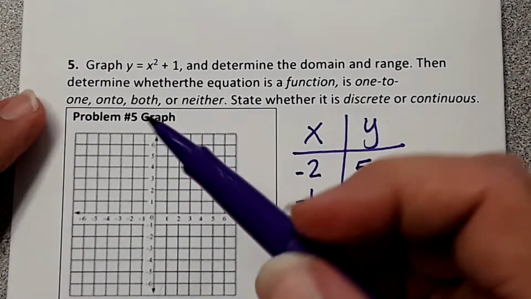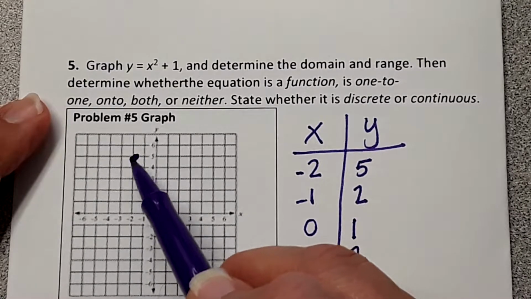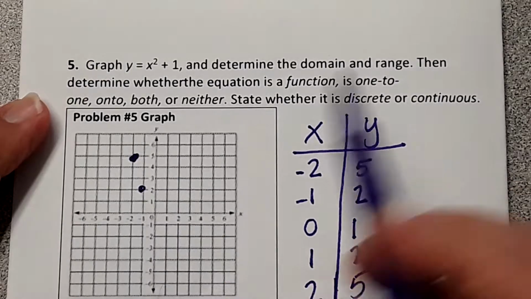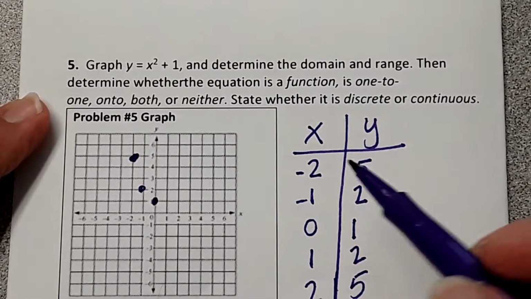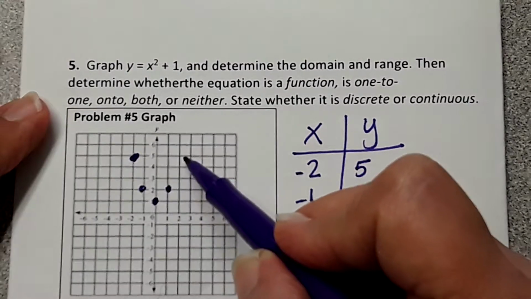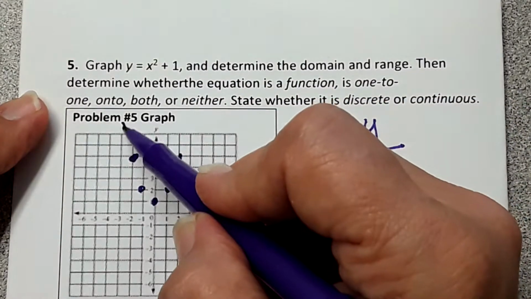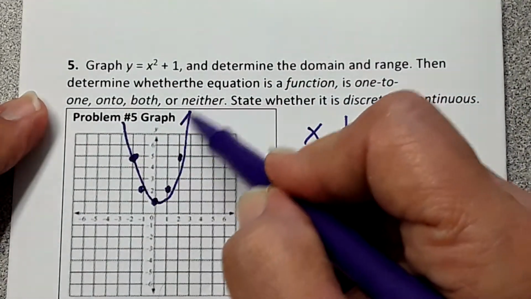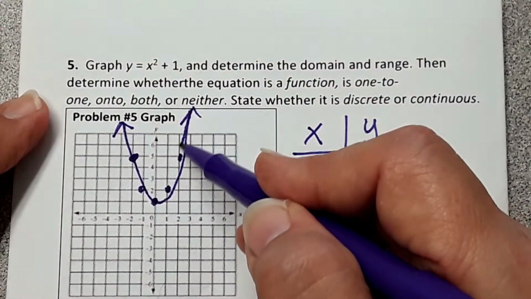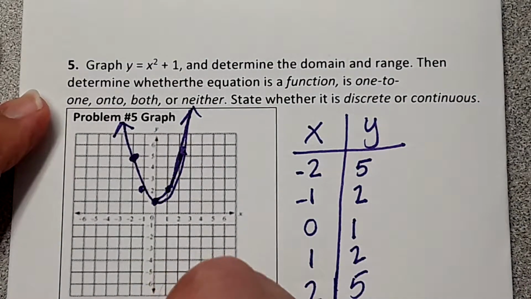So we're going to graph it. Over -2, up 5. Over -1, up 2. 0, 1. Then 1, 2. And then 2, 5. And you guys, if we went out 3, we would have gone up to 9. And then we're just going to connect them. Because it's a smooth curve, and it should really intersect, and yeah, I'm a horrible grapher. This is definitely continuous.